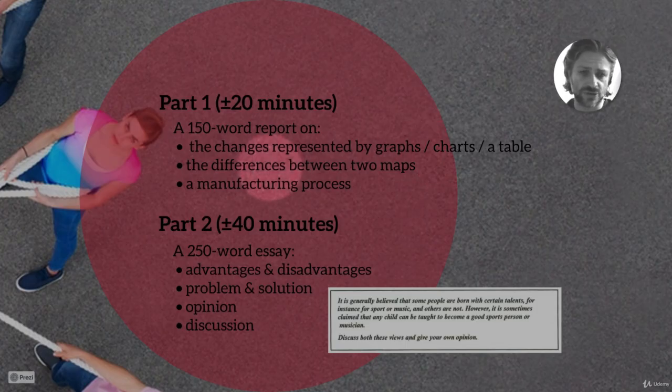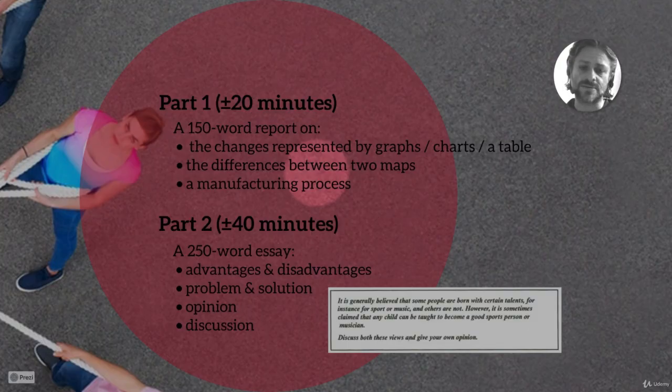Less common are the other two: differences between two maps. So you'll have to explain how a map has changed over a period of time, a map of a certain area or maybe a certain city. The last one I saw was a map of the same island, one in the 1990s and the other one in the year 2000, and how it had changed over those 10 years.